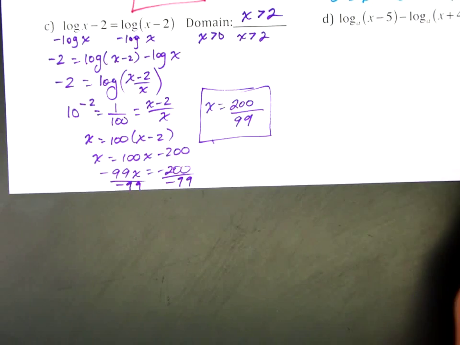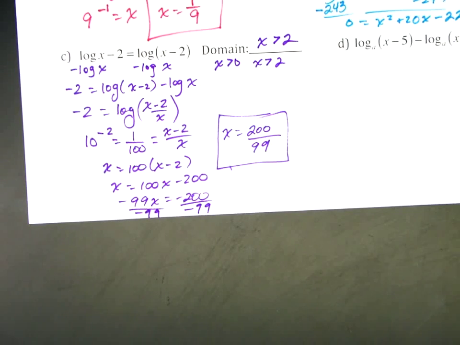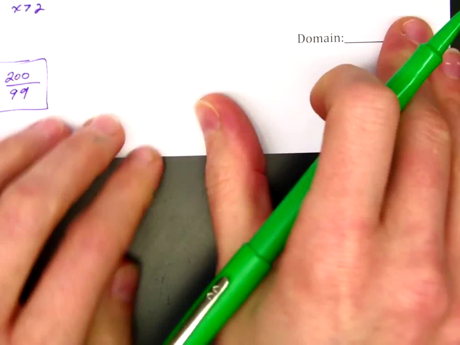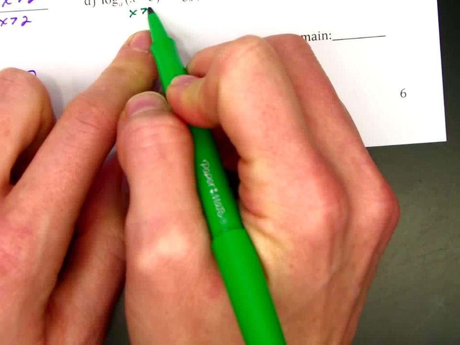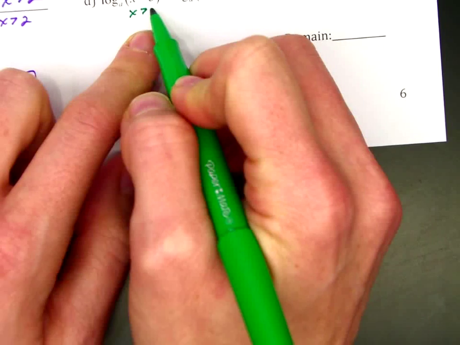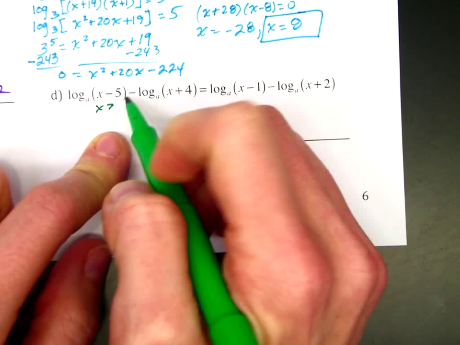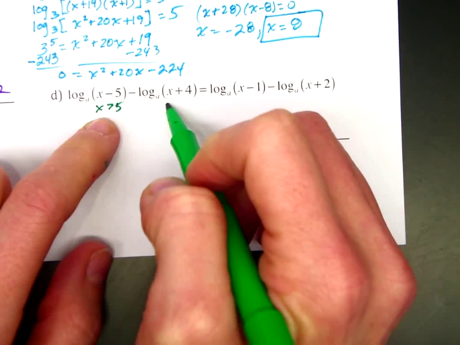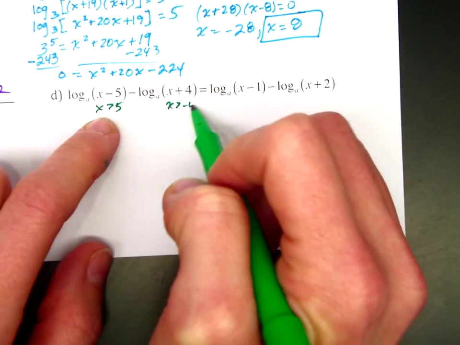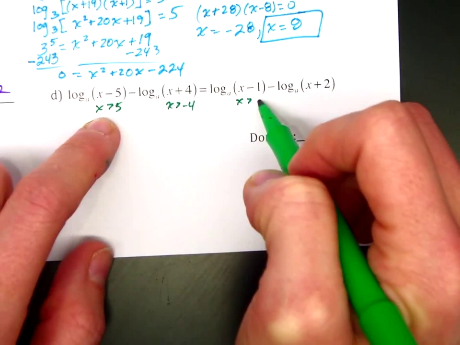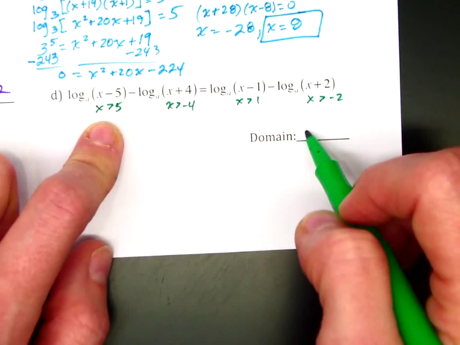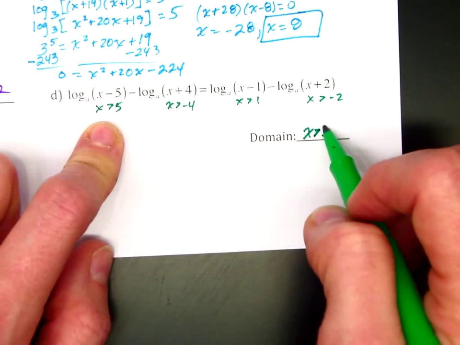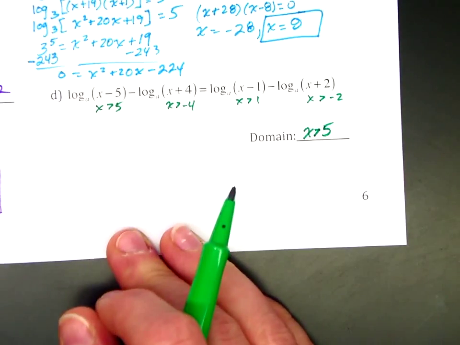This domain is going to be x greater than... Sorry, x greater than 5. This is x greater than. This is x greater than. And this is x greater than. So the final domain, x greater than 5. So it's always the rightmost on your number line.